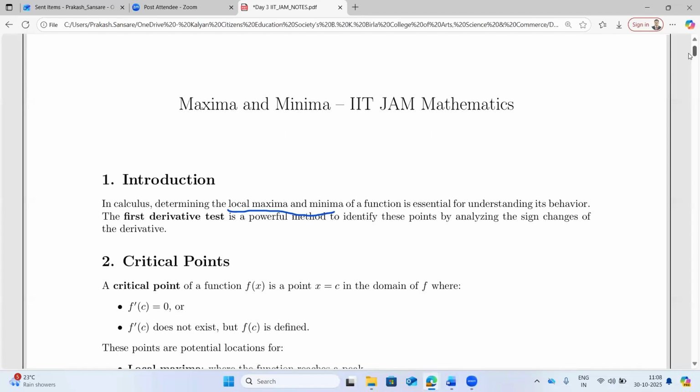One is using the first derivative test. Second one is using the second derivative test, for one variable we will do. Similarly, we'll do it for two variables. And then there is the Lagrange multiplier method that we will also see in this lecture, so how to find the extremum value using Lagrange multiplier.